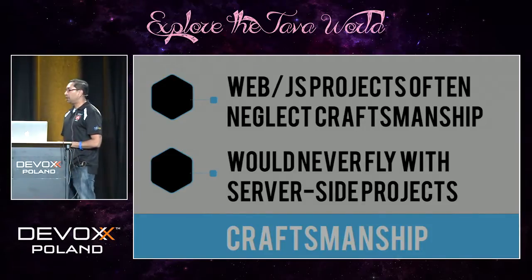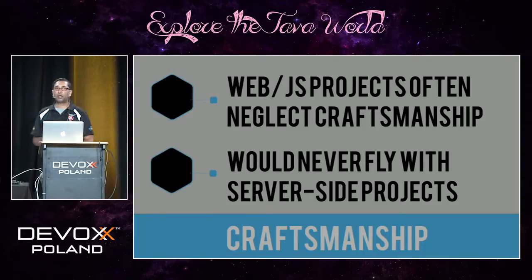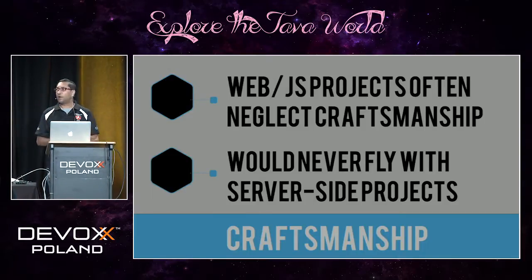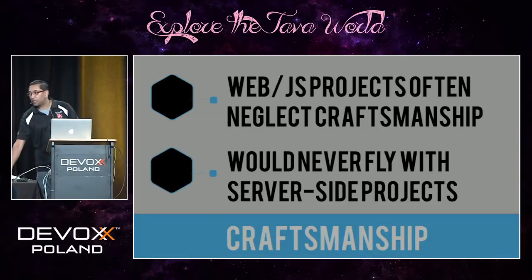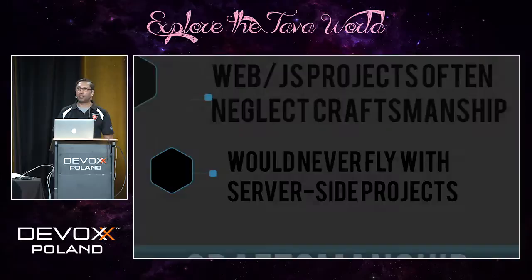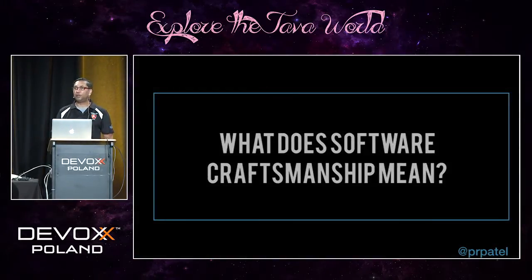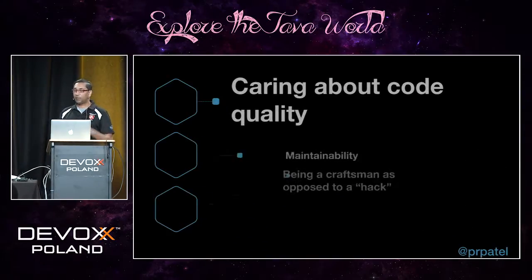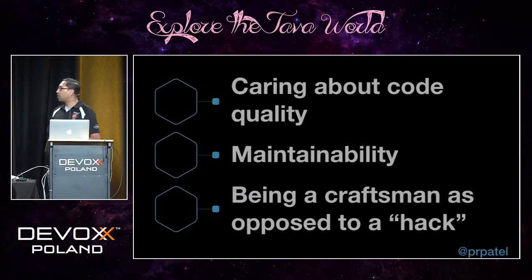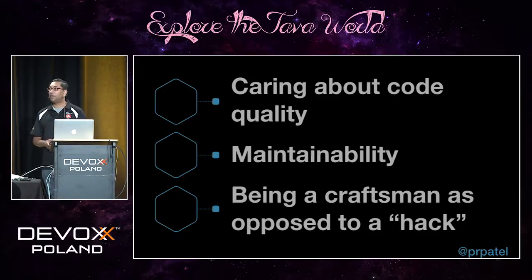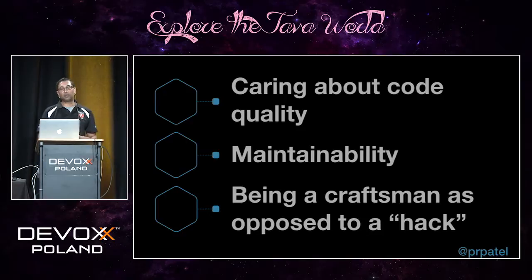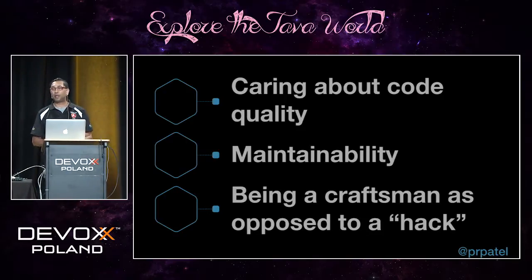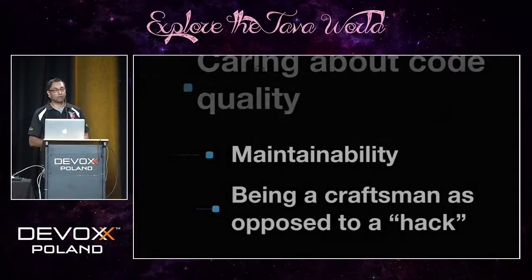Right? So I'd like to start this session off with talking about craftsmanship in general. Oftentimes for web and JavaScript projects, we neglect the craftsmanship that's around it. So what does craftsmanship actually mean? A lot of it is focused around caring about the quality of your code. So when we think of caring about our code, we want to have maintainability, be able to reproduce our code, and also we want to approach it from a software engineering point of view rather than just hacking something together.